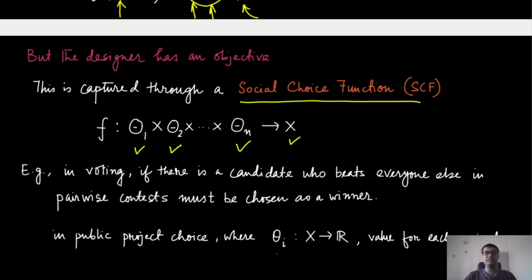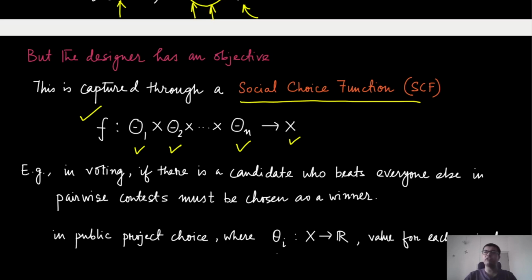So what are the examples? This is a little abstract definition, so let's understand what it means. Let's say in voting, you have a candidate who beats everyone else in pairwise contests. You are counting the ballots of all the voters, and imagine that these voters are giving a complete preference ordering over all the candidates. Then you count how many times a particular candidate beats everybody else. If there exists a candidate who beats everyone else in pairwise contests, then that candidate must be chosen as winner. So that could be one constraint on this social choice function. That is our desirable outcome.